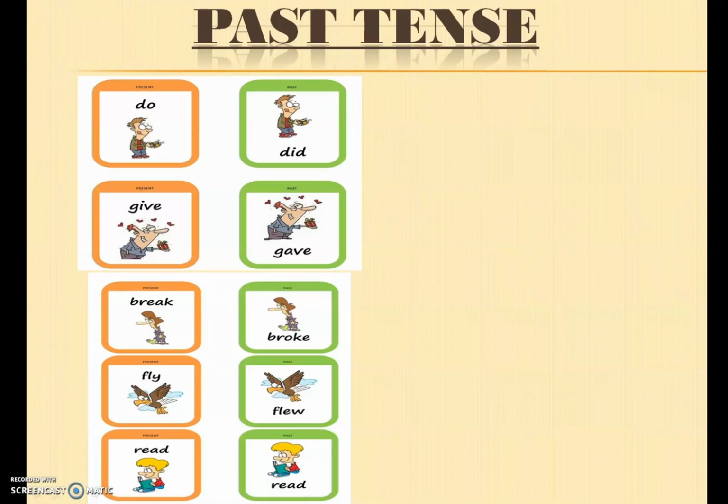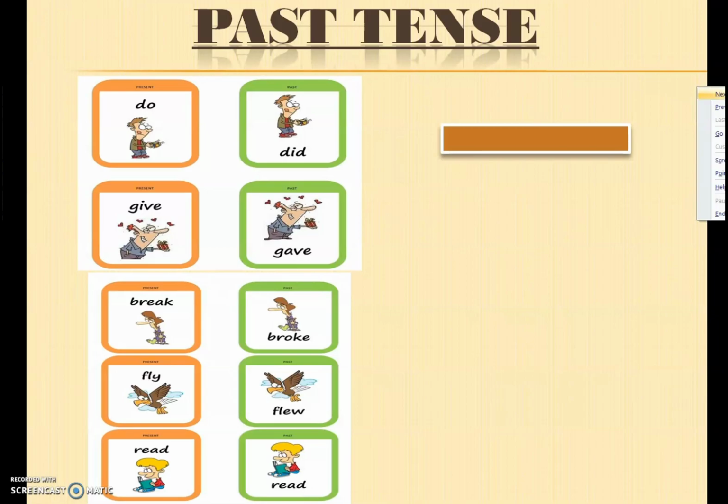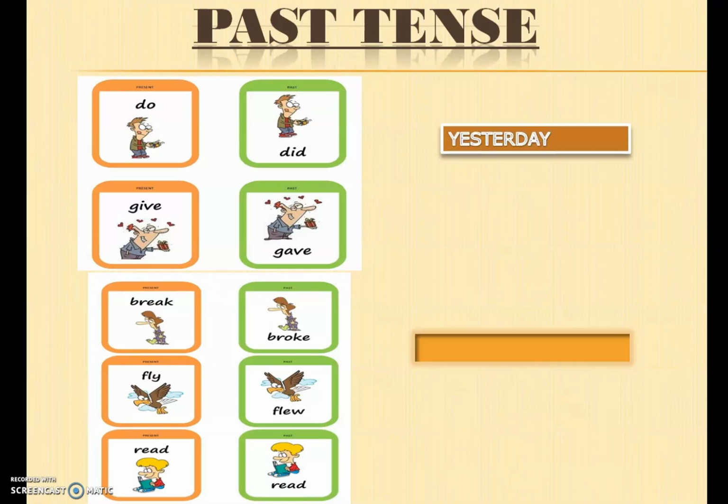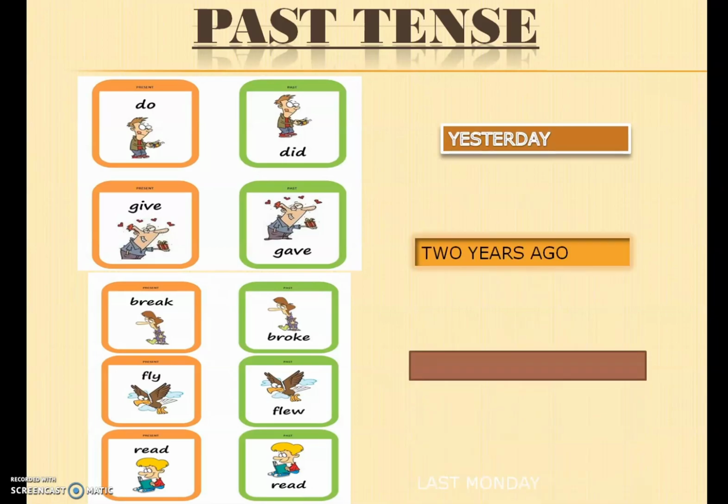In this video we will start with the past tense. As the term suggests, past means something which happened in the past. So what past is it? Is it yesterday? Is it 2 years ago? Or is it last Monday? So these are all past tense activities. Actions which are done in the past are called past tense.